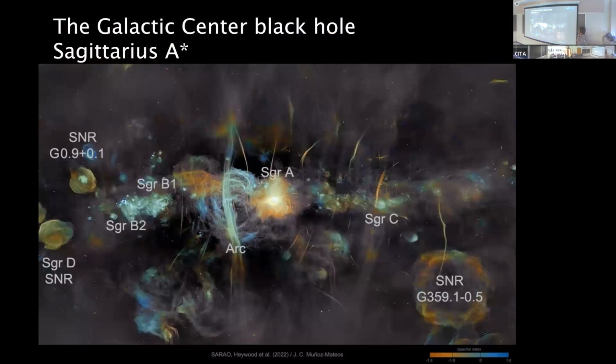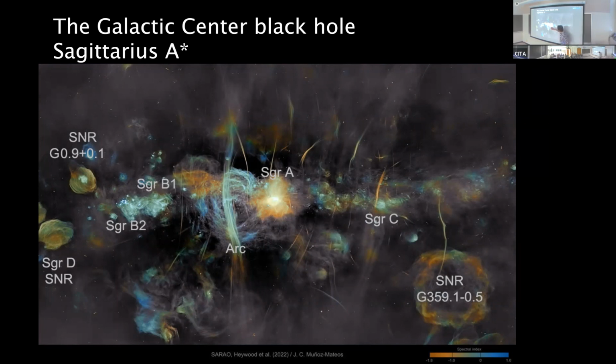So getting things started with Sagittarius A star, which is the galactic center black hole. This is, I think, a radio image from MeerKAT, one of the more high definition ones. Sagittarius A star is right in there among all of this mush with supernova remnants and other knotted structures. This is a spectral index plot.